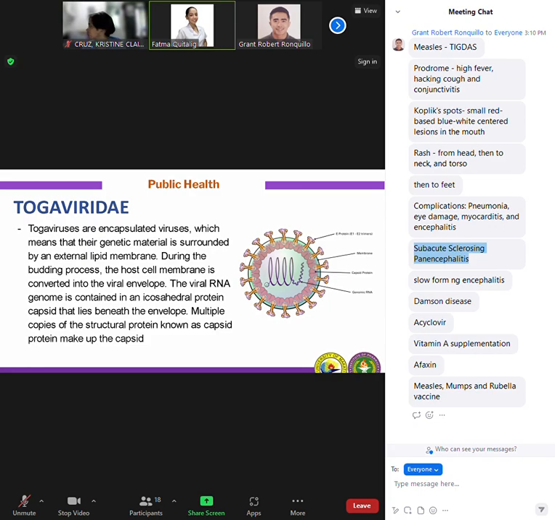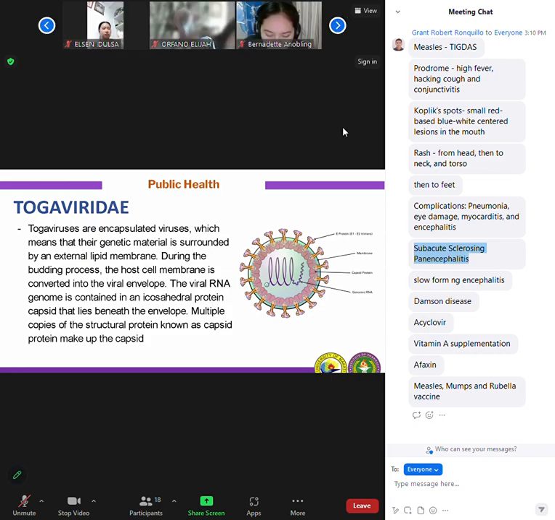So, for the life cycle, first is the virus attaches to the specific receptors on the surface of host cells. Then, these receptors can vary depending on the specific togavirus. So, once attached, the virus is internalized into the host cell through receptor-mediated endocytosis. So, within the endosome, the low pH environment triggers a conformational change in the viral envelope proteins, leading to the fusion of the viral envelope with the endosomal membrane. So, this fusion event allows the release of the viral nucleocapsid into the cytoplasm of the host cell.